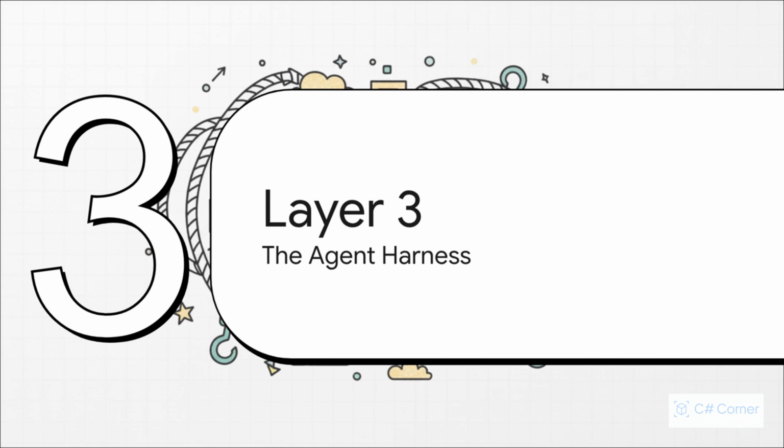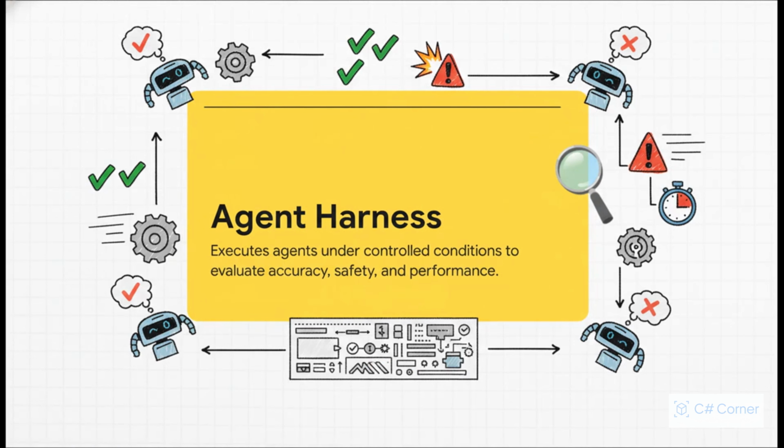Well, this is where the final, and I'd argue most critical layer comes in, the agent harness. The harness is your agent's personal boot camp. It's an automated system that runs your agent through potentially thousands of controlled scenarios to systematically test its accuracy, its safety, and its performance. This is the AI equivalent of a CI/CD pipeline and a test suite in traditional software.